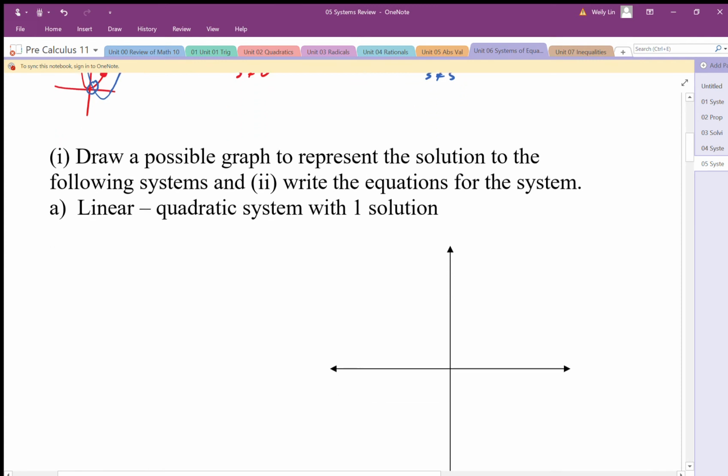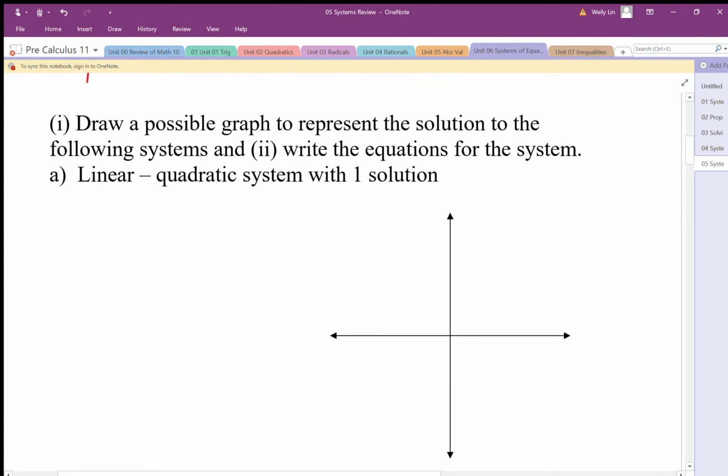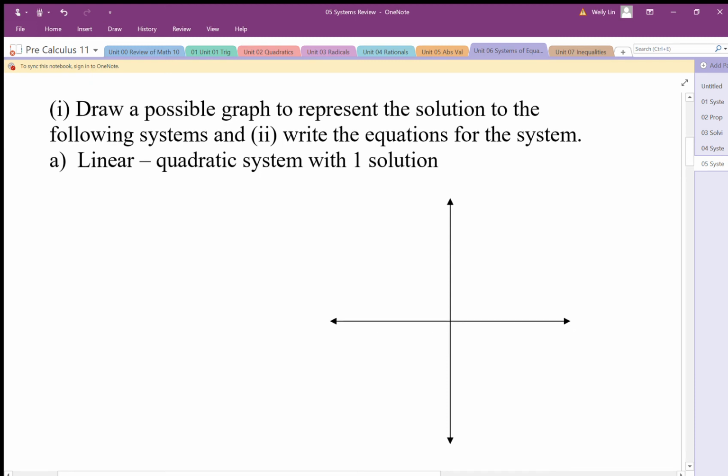Okay, so we want to know what these system solutions look like. So if we want to represent a solution to the following systems, we can write a potential system with this. A linear quadratic system would look like this. If we have some quadratic and some line, it's potentially going to have two solutions. Now, a linear quadratic system can have one solution, and the easiest way is to make this into a horizontal line where it just touches a vertex. Although it is possible that we could have a tangent line as well, where it just touches there.